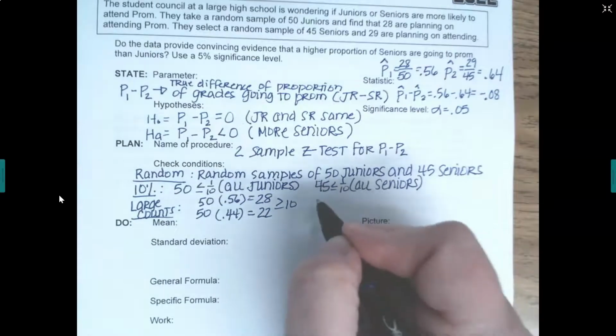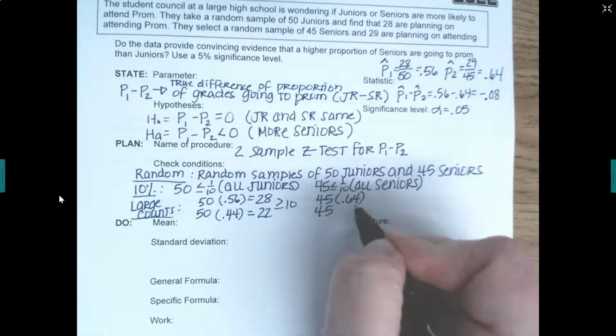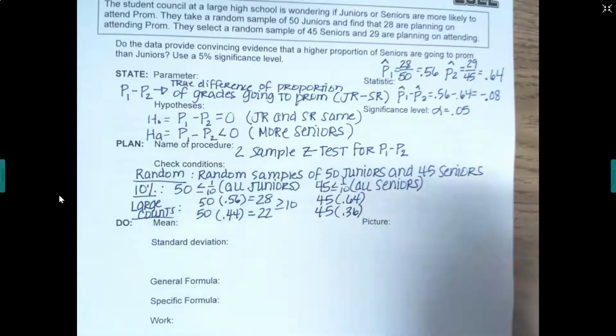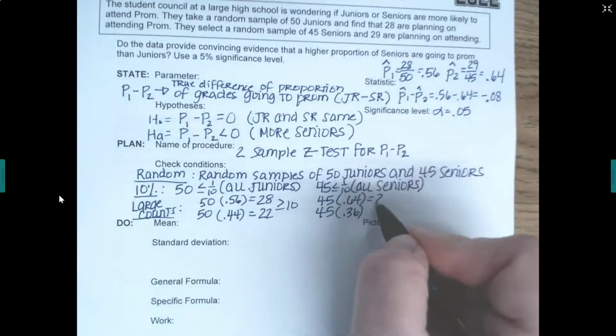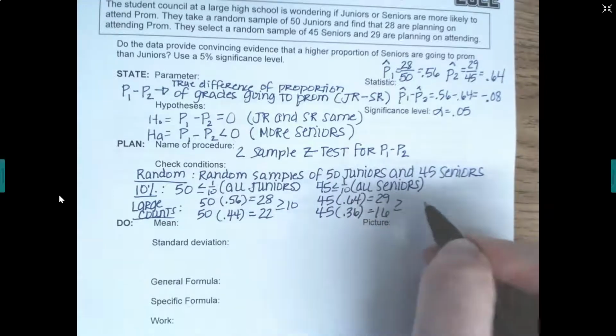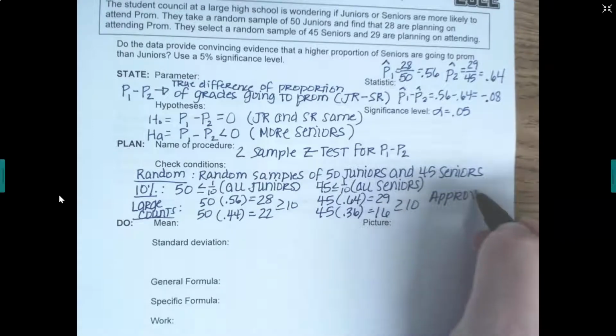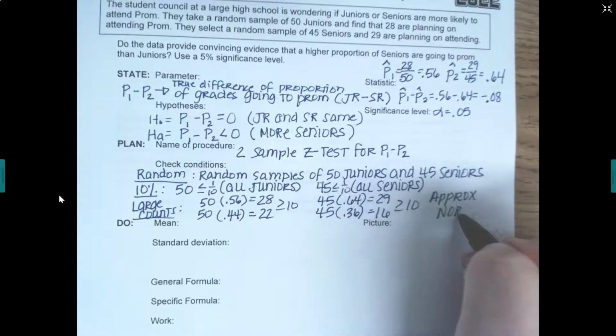And then for our seniors, there were 45 of them, and their proportion was 0.64, which makes this one 0.36. So I got 29 and 16 for the seniors, and both of those are greater than or equal to 10. So our sampling distribution would be approximately normal.